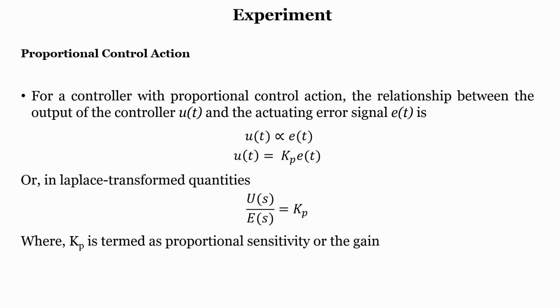Let us see proportional control action. For a controller with proportional control action, the relationship between the output of the controller UT and the actuating error signal is given by UT is proportional to ET. Now, we know that, right. If I further solve this, then we have UT equals KP ET, where KP is a constant, or in Laplace transform quantities we can write U(s) by E(s) equals KP. KP is termed as the proportional sensitivity or the gain. This gain we can keep constant, or we can change the gain, of course.